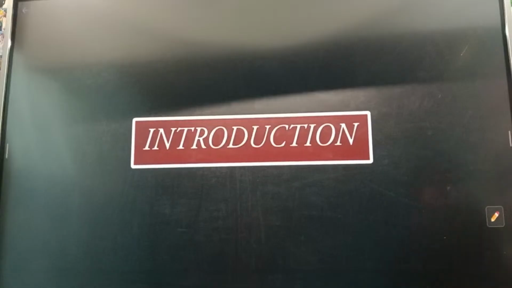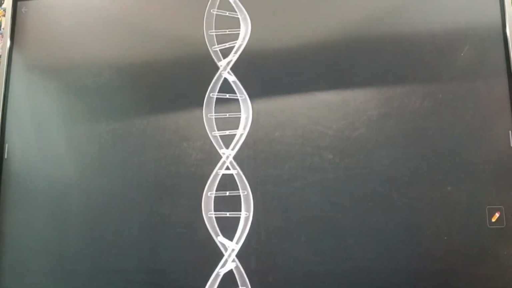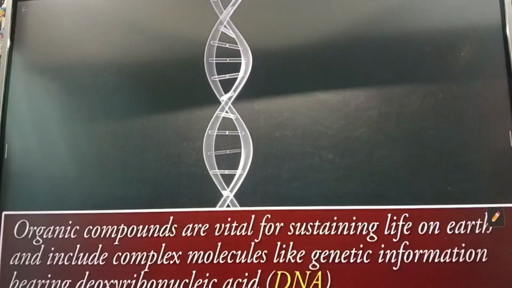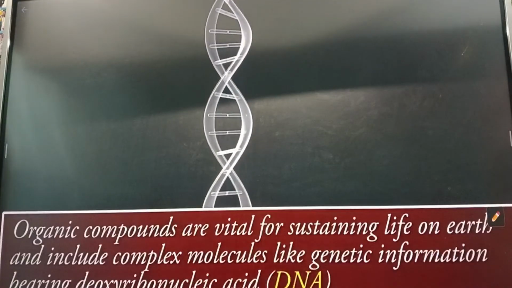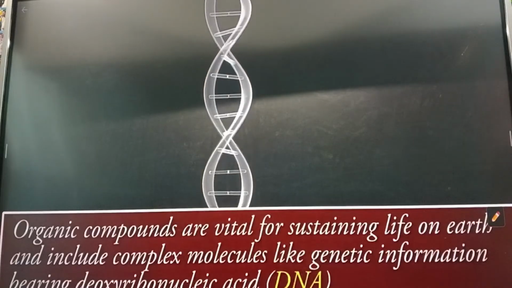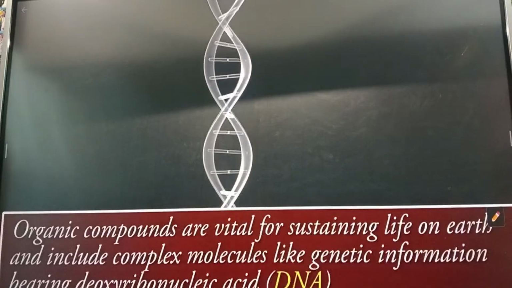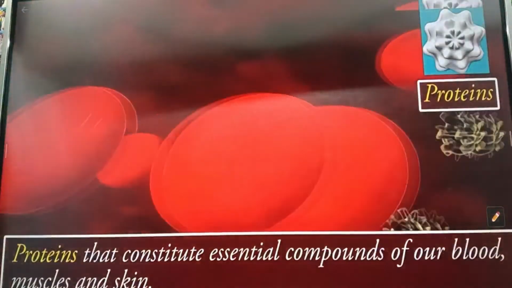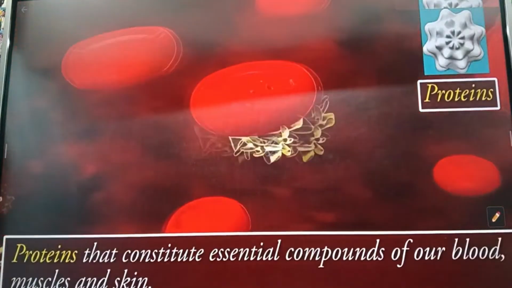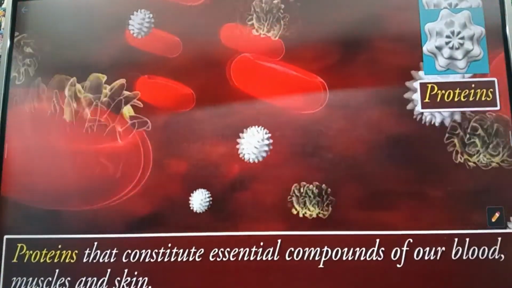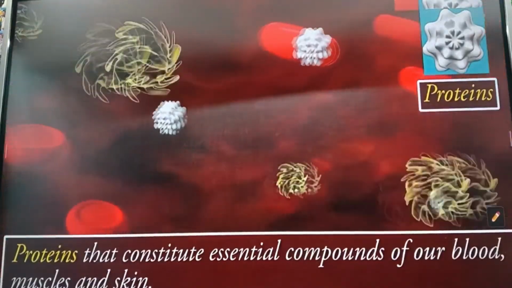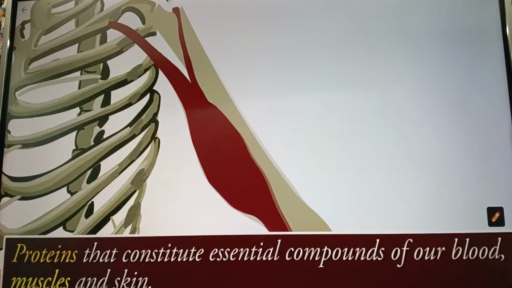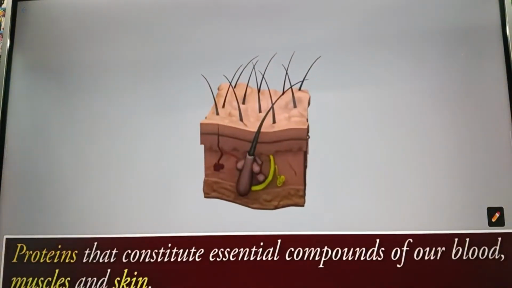Introduction. Organic compounds are vital for sustaining life on Earth and include complex molecules like the genetic information bearing deoxyribonucleic acid or DNA, and proteins that constitute essential compounds of our blood, muscles, and skin.